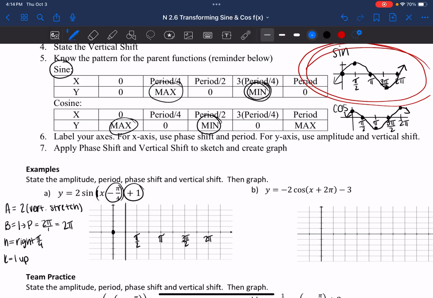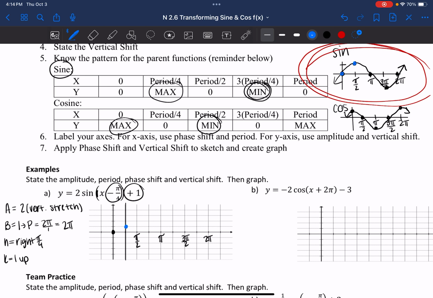All right, so I'm going to move to the right pi fourths, but it also says to move up 1 unit. So this would be my new starting point, or my new 0, 0. I have shifted it pi fourths to the right and up 1 unit. Okay, so from here, I normally would go up 1 unit.